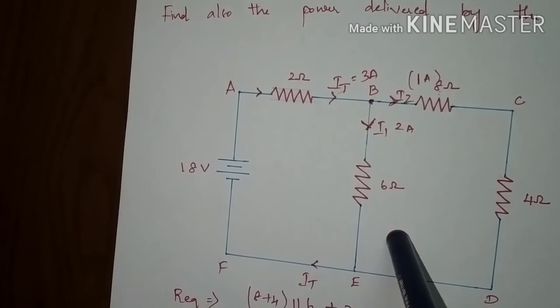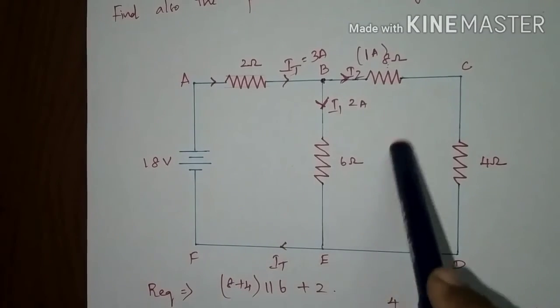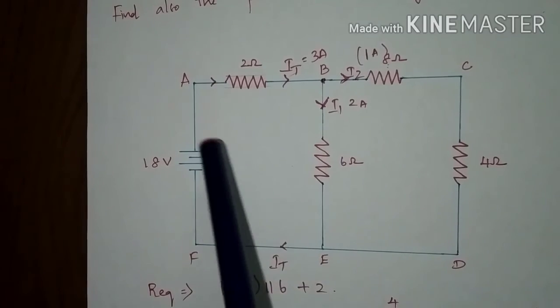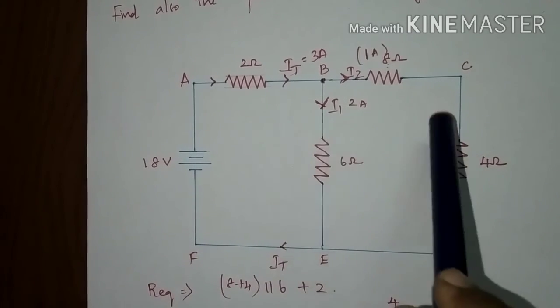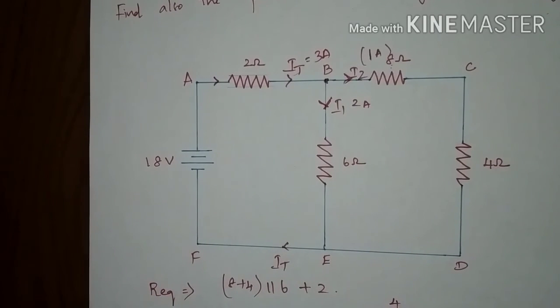This problem can be solved by using mesh analysis also, because it has 2 meshes. This is a common branch which is common to both the meshes. So that current would be the addition or subtraction of the mesh currents, depending upon the polarities. We can solve it by this method also.